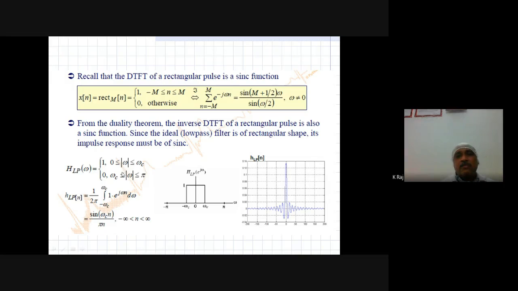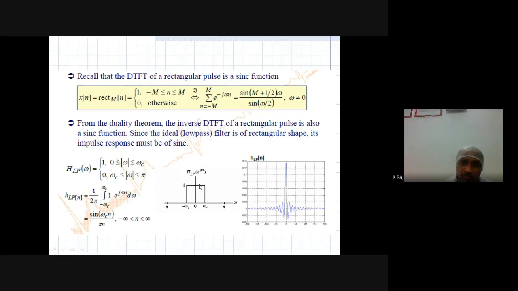Now if we apply the inverse Fourier transformation, that is the inverse Fourier transformation for the discrete time signal, this becomes the inverse discrete time Fourier transformation: 1 upon 2 pi, integration from minus omega c to omega c, of the response, which is equal to 1 in this range, multiplied by e to the power j omega n, d omega. We will get sin(omega c n) divided by pi n, for the total range of n, that is minus infinity to plus infinity.